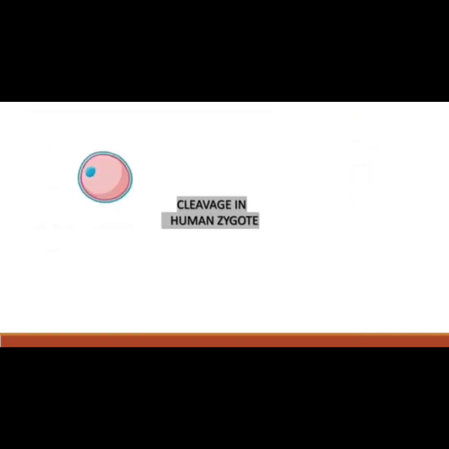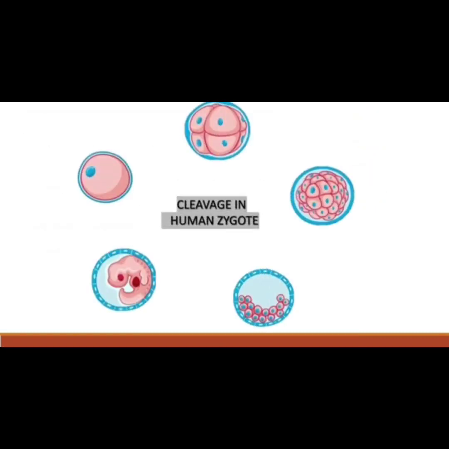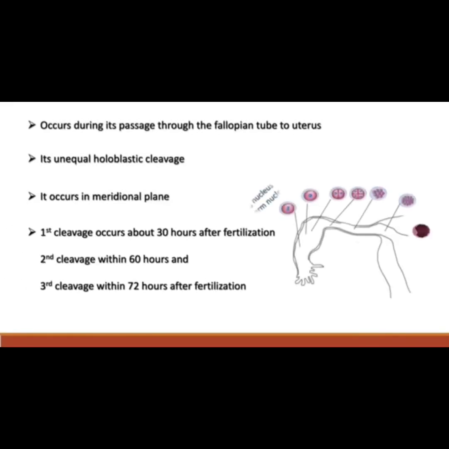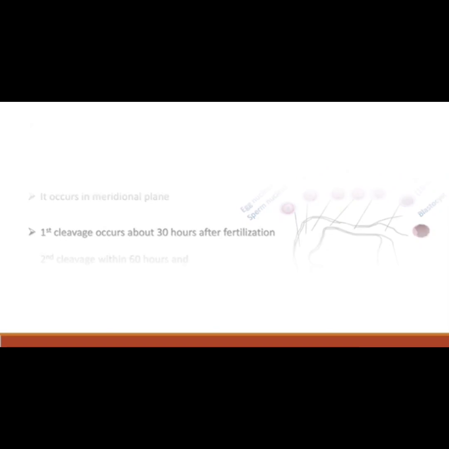Cleavage in human zygote. Cleavage in the human zygote occurs during its passage through the fallopian tube to the uterus, as in other mammals. It is holoblastic. The first cleavage takes place about 30 hours after fertilization. It is meridional, coinciding with the animal vegetal pole axis. It produces two blastomeres, one slightly larger than the other. The two blastomeres remain adhered to each other. The second cleavage occurs within 60 hours after fertilization, and the third cleavage takes place about 72 hours after fertilization.